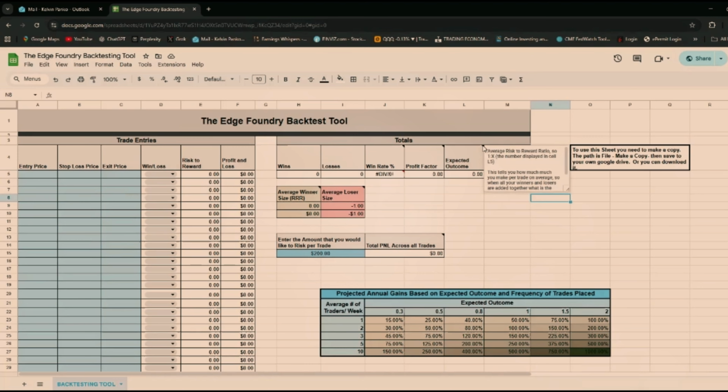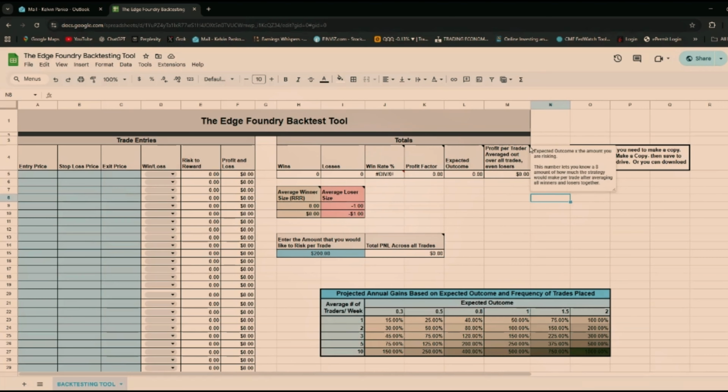Average risk to reward is just how much are you making per trade. So, after you add all your winners up and all your losers and you average them all together, how much are you making per trade? Or in some cases, losing, which means that you don't have a great strategy. You probably want to move on from that strategy.